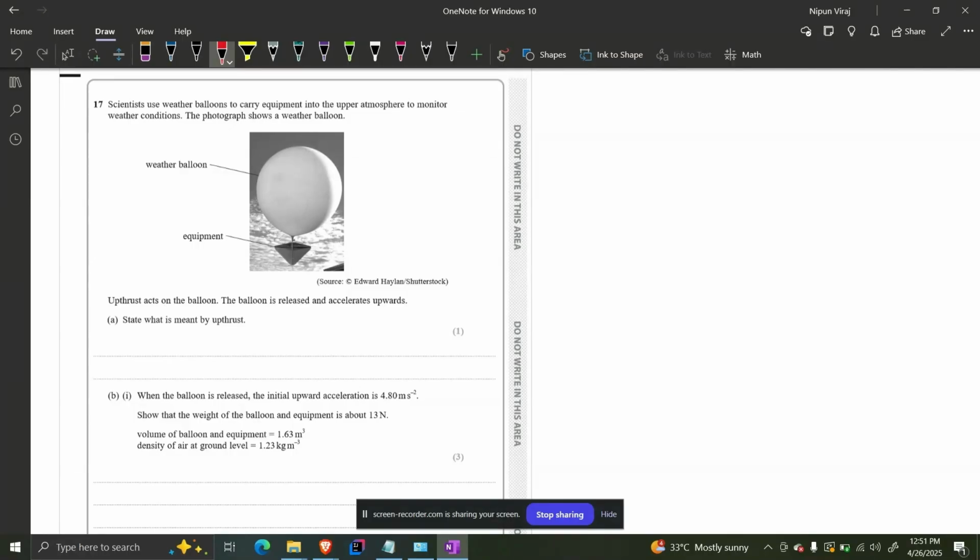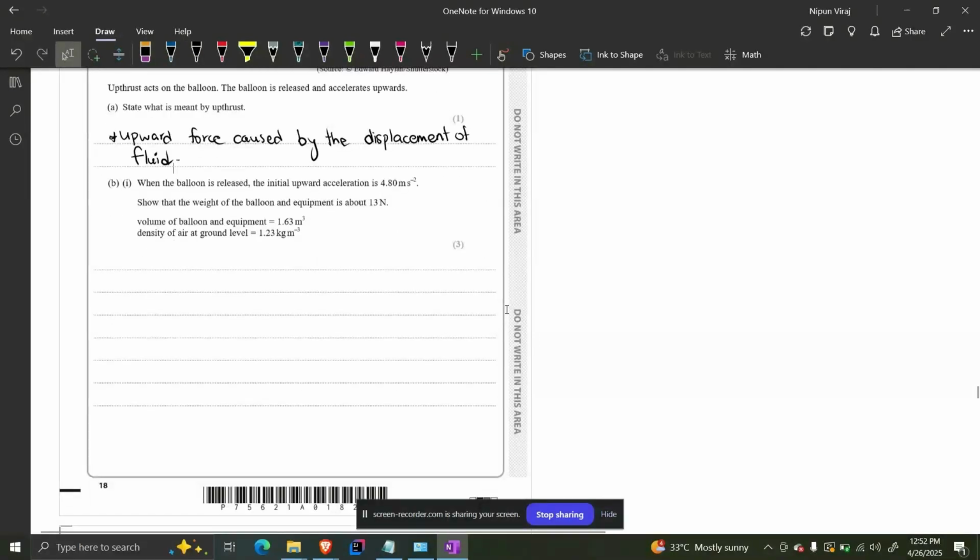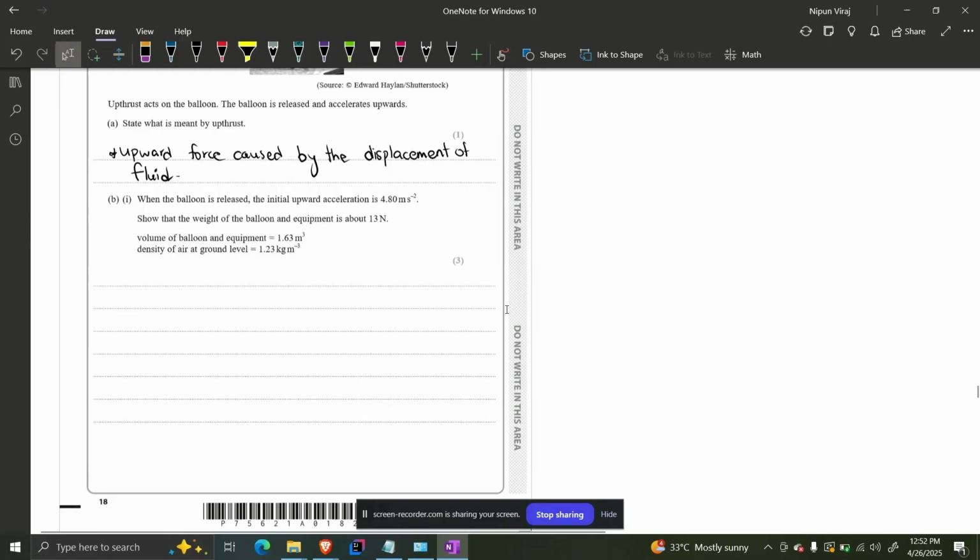State what is meant by upthrust. So what is upthrust? Upward force caused by the displacement of fluid. Okay, that's a simple definition. When the balloon is released, the initial upward acceleration is 4.8, and the weight of the balloon and equipment is 30.